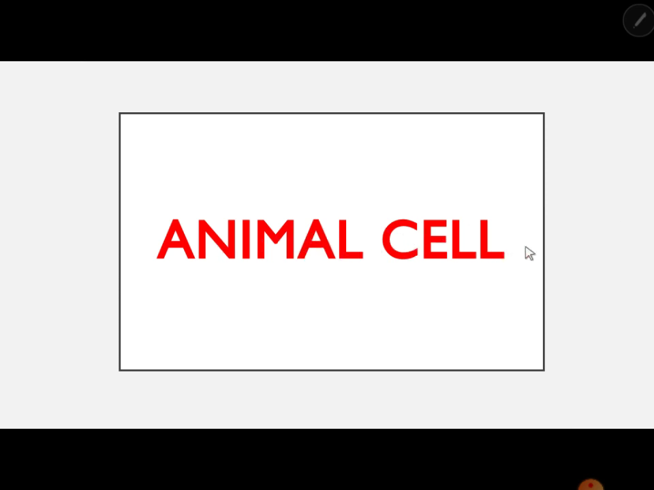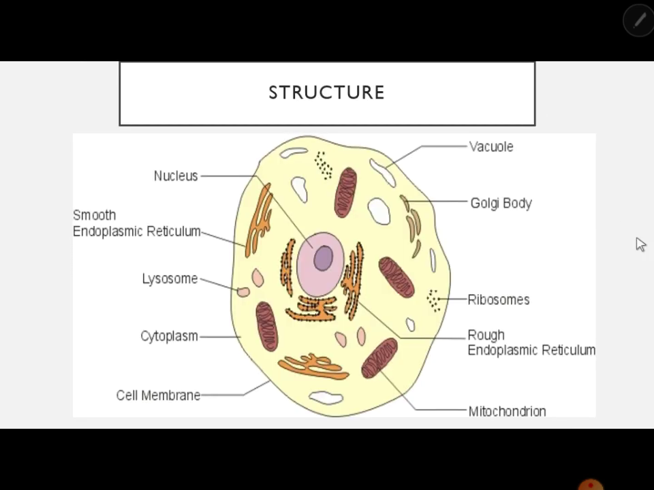Let's look at the structure of an animal cell. An animal cell has a structure that looks like this. It has a vacuole, a nucleus, a Golgi body. It has all the structures that a plant cell has, except some, such as the chloroplast, it doesn't have. And make sure you know how to draw those.